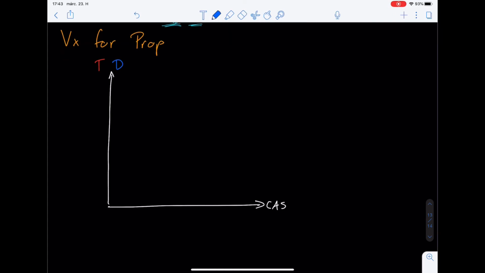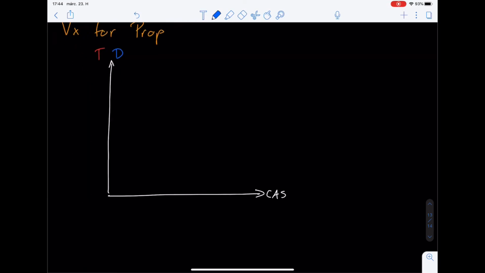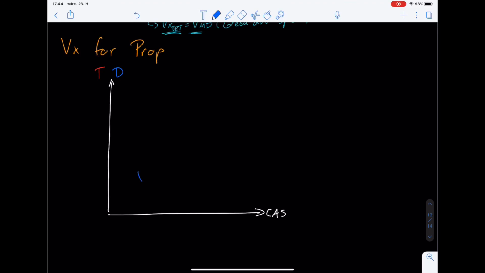So the drag curve looks pretty much the same. Let's start it a bit lower. There you have it. So there's your drag curve. And I'm trying to draw a very similar drawing to what you have in the Path Pilot book. So there you have it. So the thrust curve looks something like this.